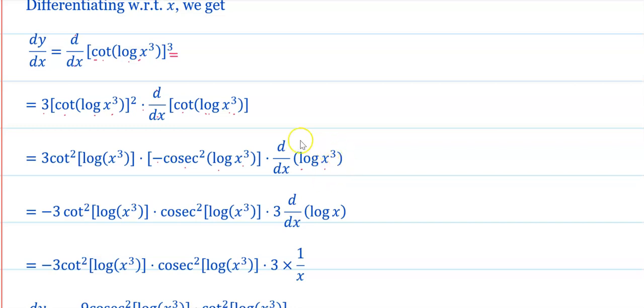Or you can take this 3 out here by using the rules of logarithm. See this: log of m raised to n can be written as n times log of m. And you can take these 3 into d/dx of log of x. Next, what is the derivative of log of x? That is 1 upon x. And in this way, we have the total derivative of cot of log of x raised to 3, and whole bracket raised to 3.